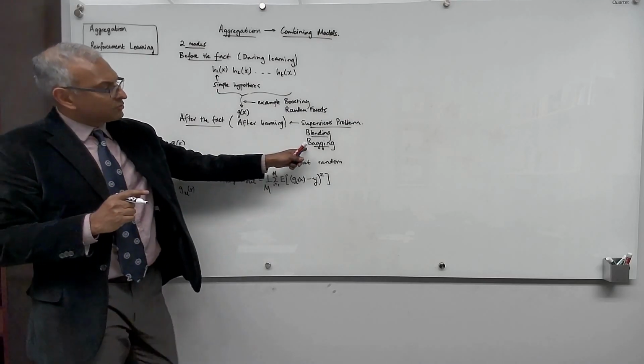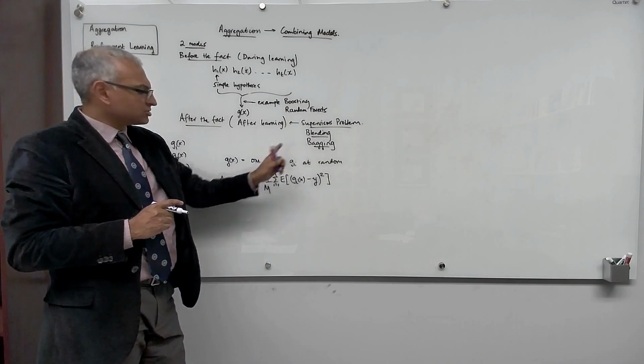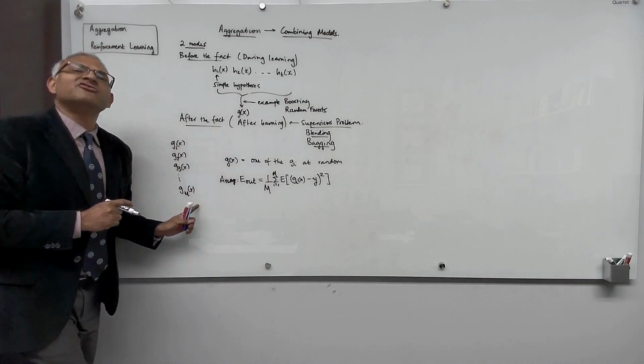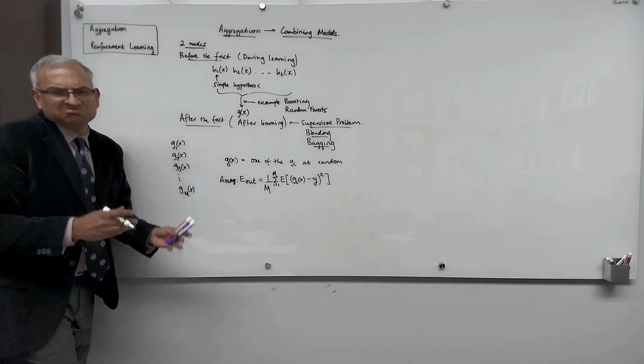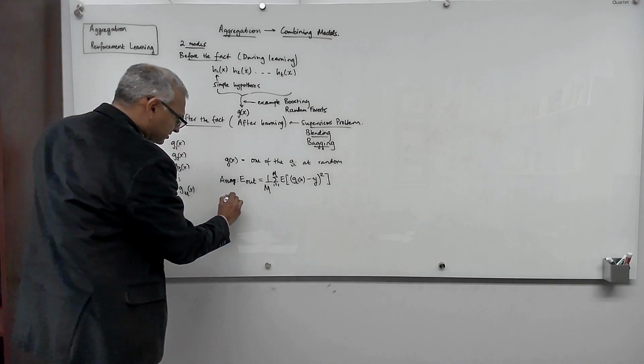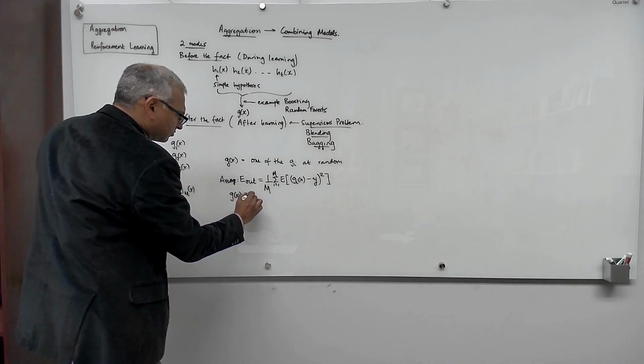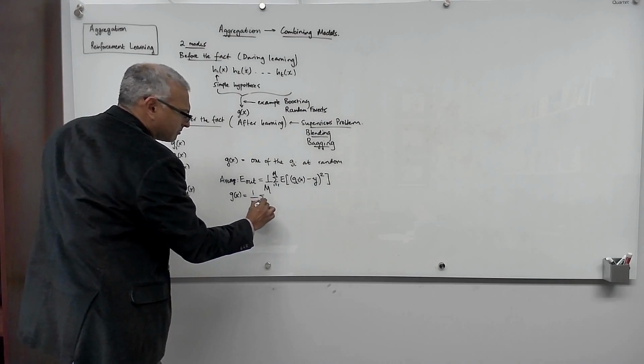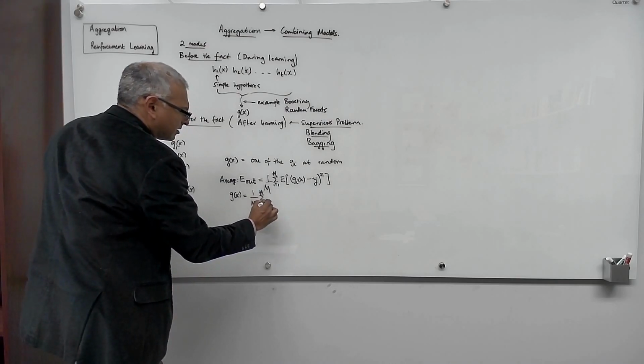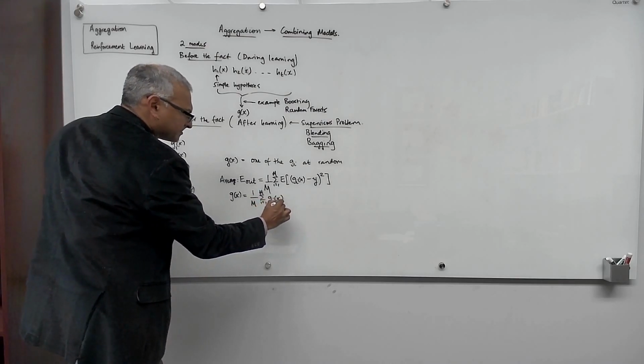Another option, which is called the bagging option, is don't pick one of these at random, vote them, take the average. Makes sense, right? So g of x is equal to 1 over M, the sum from i equals 1 to big M of g_i of x.